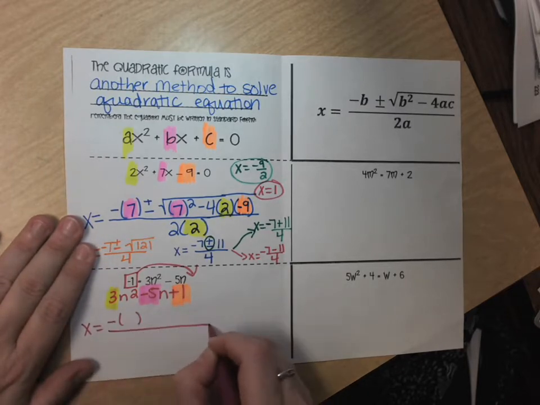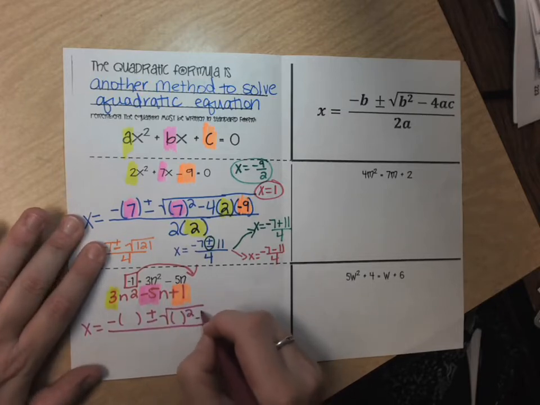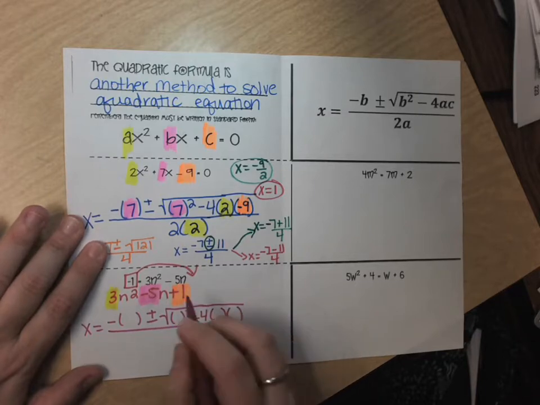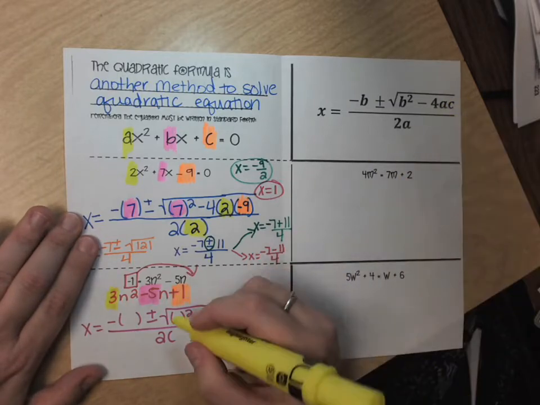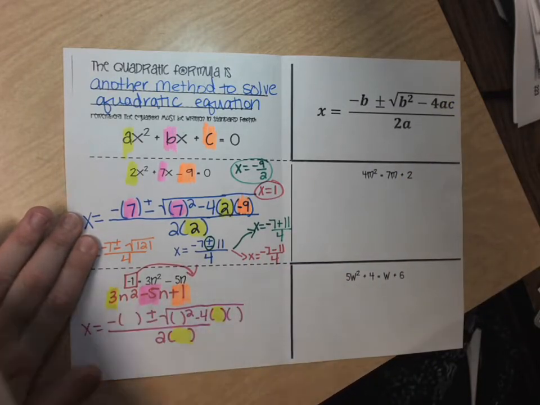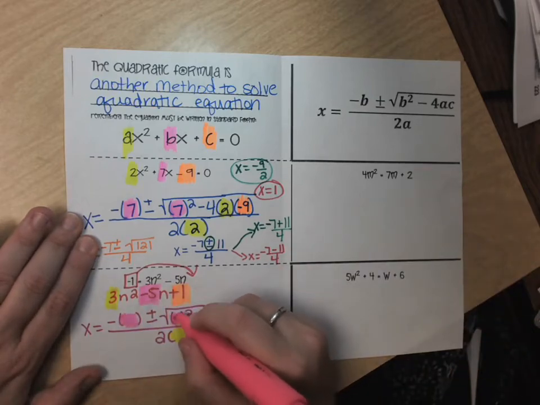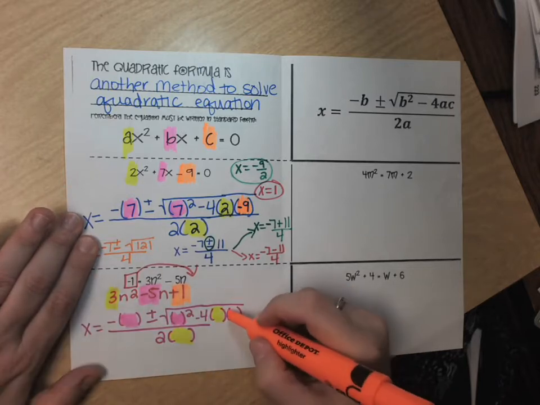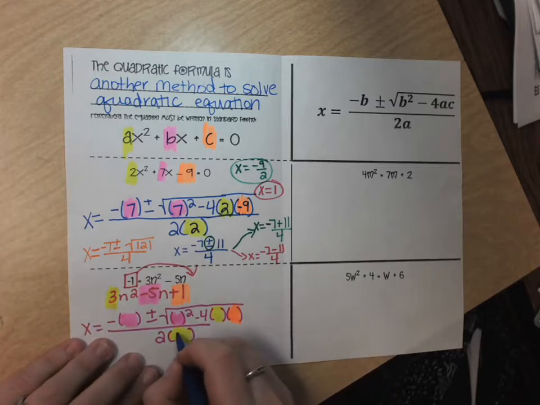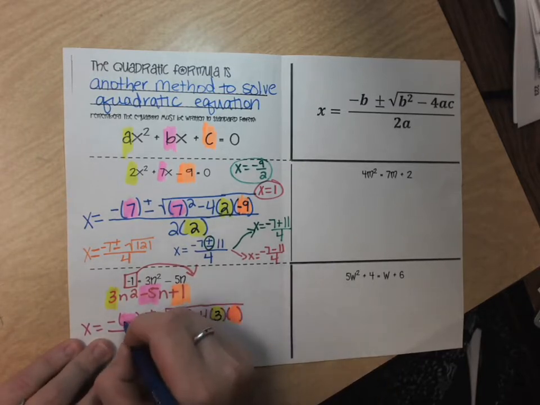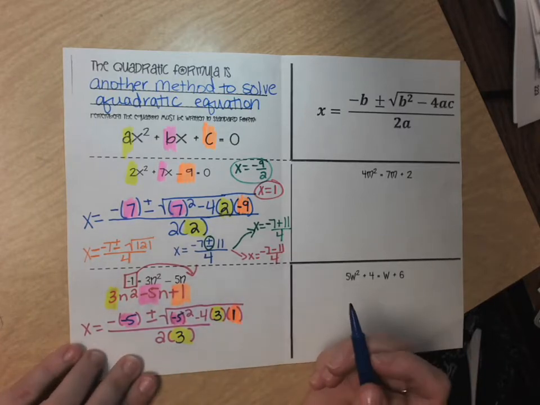Negative b plus or minus the square root of b squared minus 4ac, over 2a. Okay, again, my a values are right here, so this is an a and this is an a. That's where my 3's are going to go. My negative 5's are my b. This is a b and this is a b. And this is a c value here. So my yellows are my 3's, my b is negative 5, and my c is a 1.